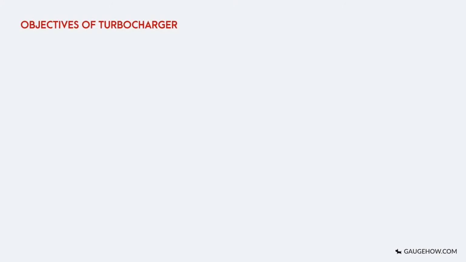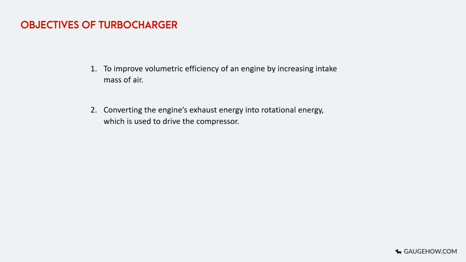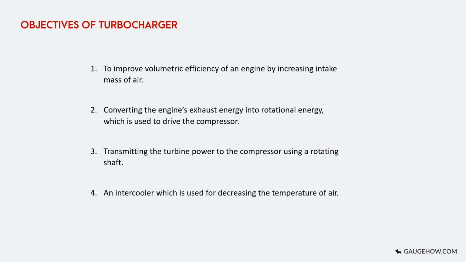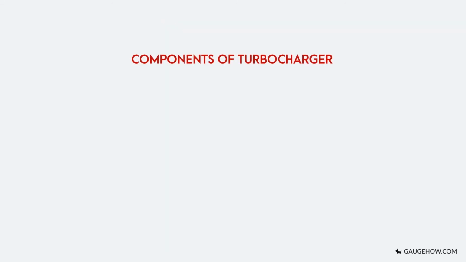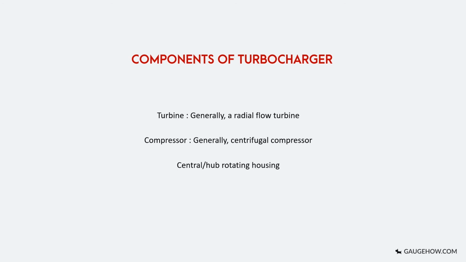Some of the objectives of turbochargers are to improve volumetric efficiency of an engine by increasing intake mass of air, converting the engine's exhaust energy into rotational energy which is used to drive the compressor, and transmitting the turbine power to the compressor using a rotating shaft. An intercooler is used for decreasing the temperature of air. A turbocharger has three main components: a turbine, which generally is a radial flow turbine, a compressor, which generally is a centrifugal compressor, and a central or hub rotating housing.